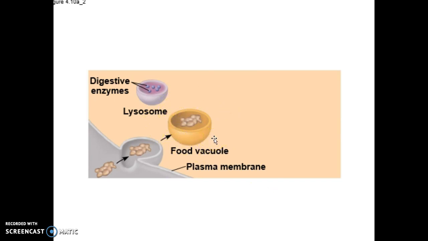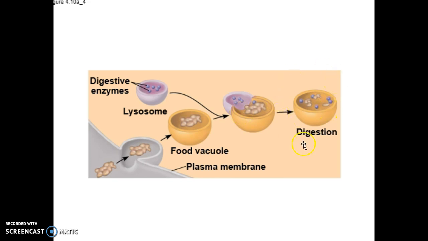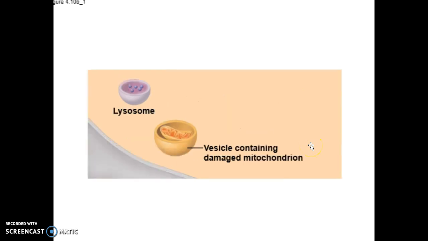The food vacuole is ready to fuse with the lysosomes, because remember the lysosomes have enzymes in them. When the two fuse, this becomes a phagolysosome. And this new structure now is what allows the newly ingested food particle to be completely broken down because of those enzymes that came from the lysosome. Okay. Here is another example of the function of a lysosome.